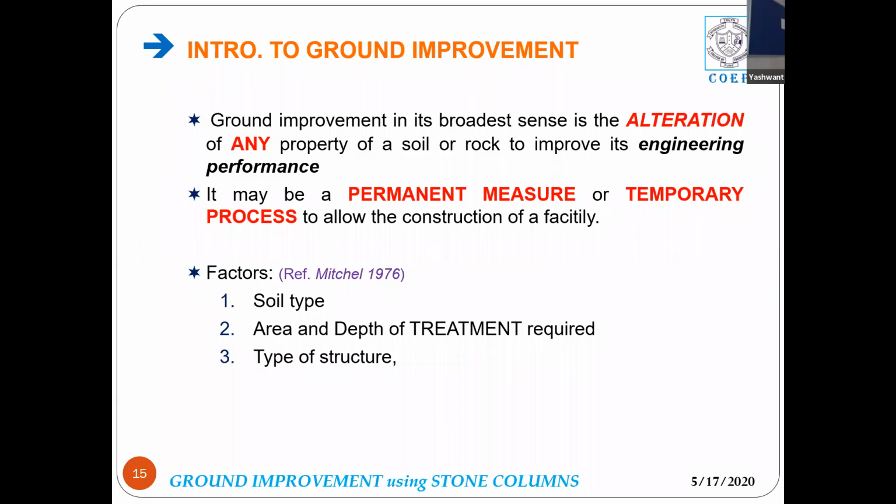The type of structure that is going to come, whether silos or warehouses, etc. And apart from that, the load distribution that is going to take place on the soil because of that particular structure. With a wider base, naturally the pressure coming on the soil will be less, and if the load is uniformly distributed, that will be better. And the soil properties, as we all know, will be playing the major role. So these are the factors referred to by Mitchell in 1976 that are going to impact the ground improvement to be adopted.